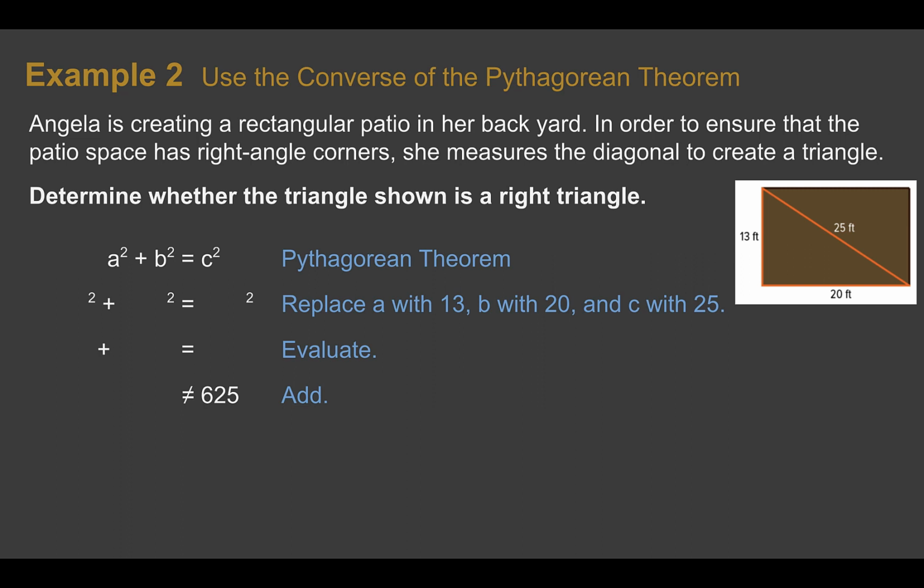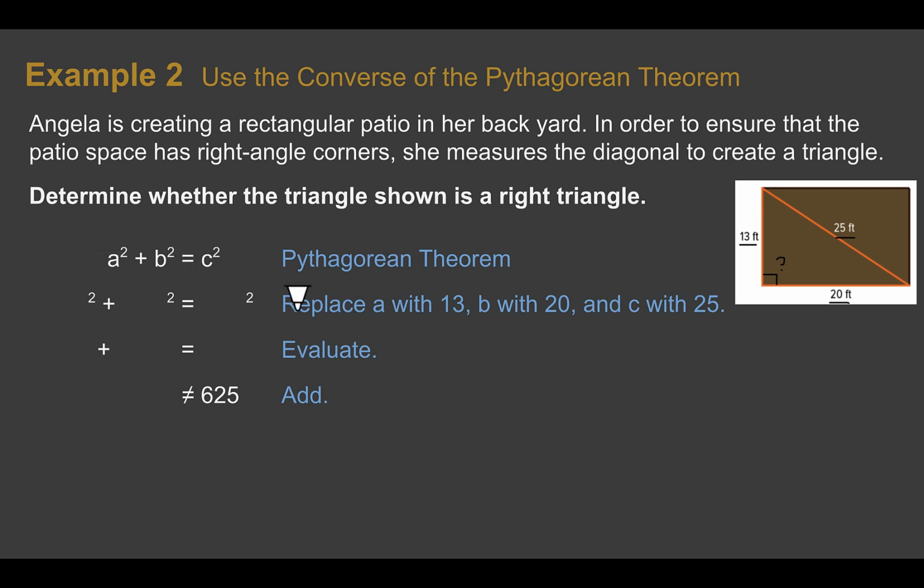Example 2. Use the converse of the Pythagorean theorem. Angela's creating a rectangular patio in her backyard. In order to ensure that the patio space has right-angled corners, she measures the diagonal to create a triangle. Determine whether the triangle shown is a right triangle. We have dimensions of 13 feet by 20 feet. The diagonal was 25 feet. So is this a right triangle?